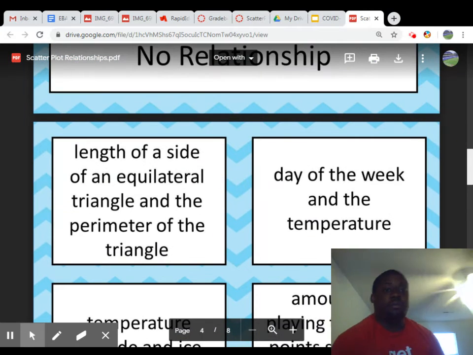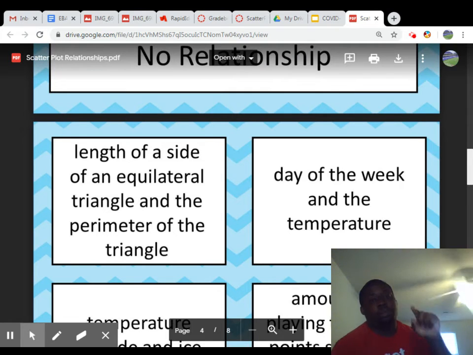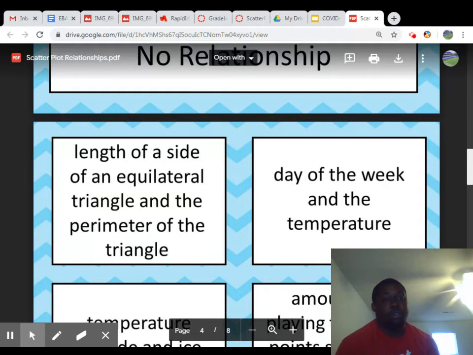We have the length of a side of an equilateral triangle and the perimeter of a triangle. So this is testing some of your vocabulary a little bit. You can remember an equilateral triangle means a triangle where all the sides are equal. So if I have an equilateral triangle with a side of 3, every side is going to be 3. Perimeter just means when you add up all 3 sides, what's that total going to be? So if I have an equilateral triangle of 3, my perimeter is going to be 3 plus 3 plus 3, which is 9.